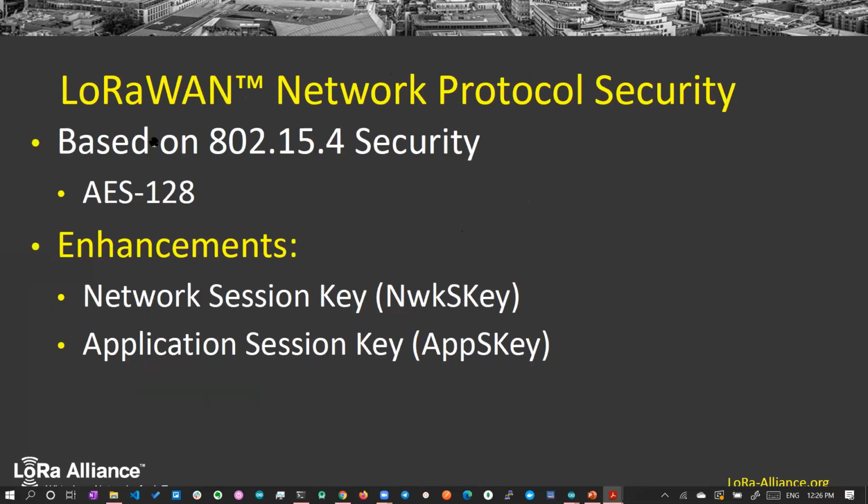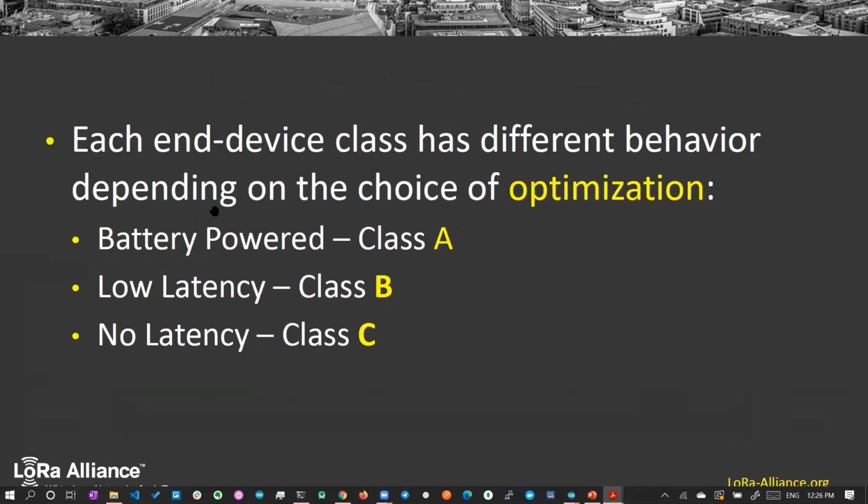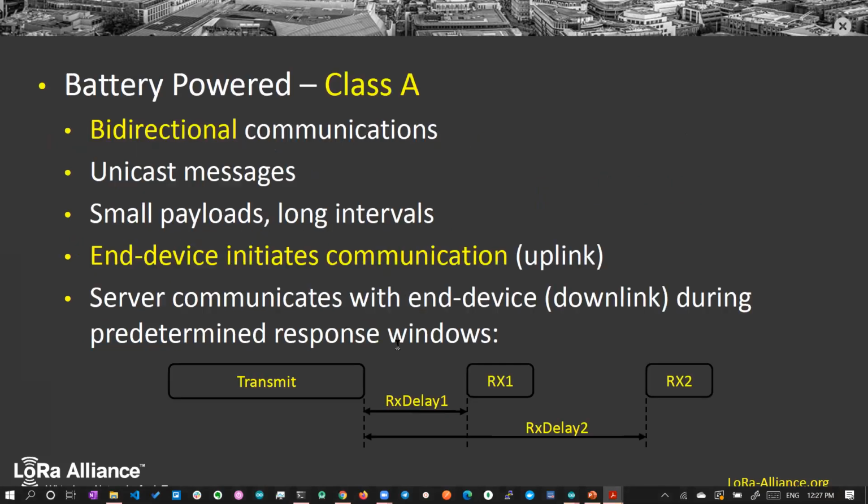And you can see the protocol, AES 128. You have two keys, the network session key and the app session key, and you can see network to device and application to device, right? And you have class A, battery powered; class B, low latency, scheduled downlink; and class C has no latency at all. I also forgot to tell you how to configure class A, class B, and class C; we will see that while building applications.